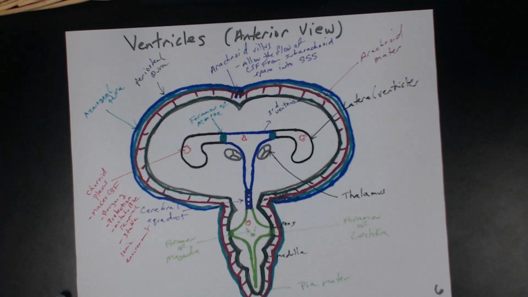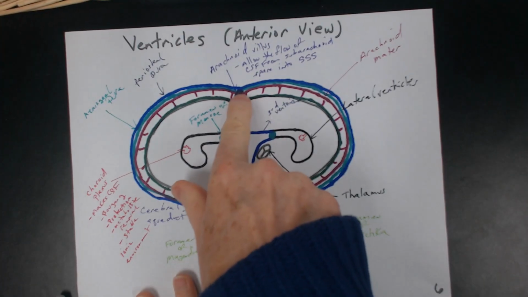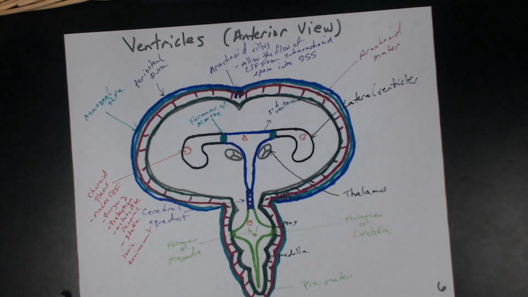Question? What did SSS stand for? Superior sagittal sinus. There's a little structure right up in here that I didn't draw. Remember that superior sagittal sinus? That's going to be your main venous drainage system, yes. So if that gets backed up, you get stuff like hydrocephalus.